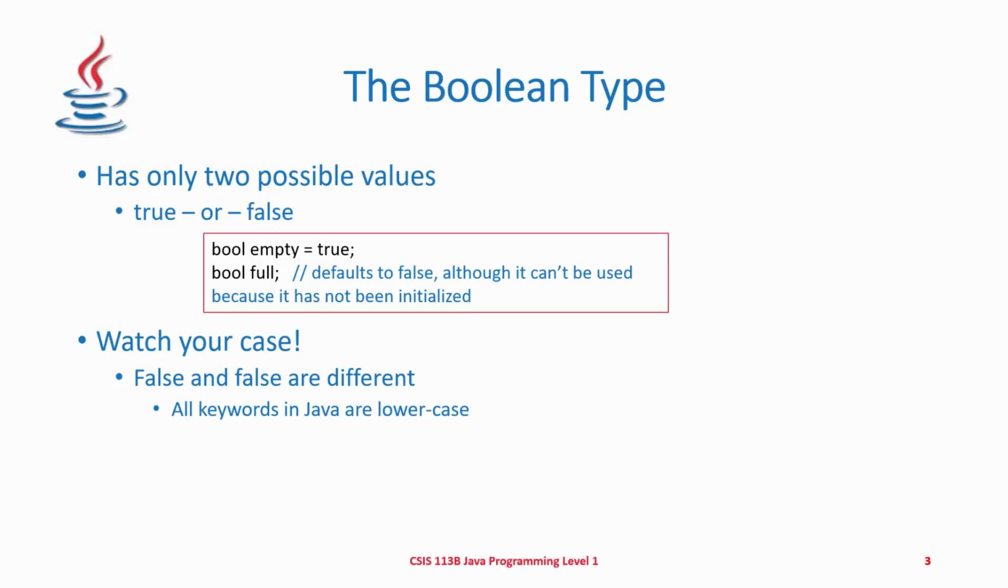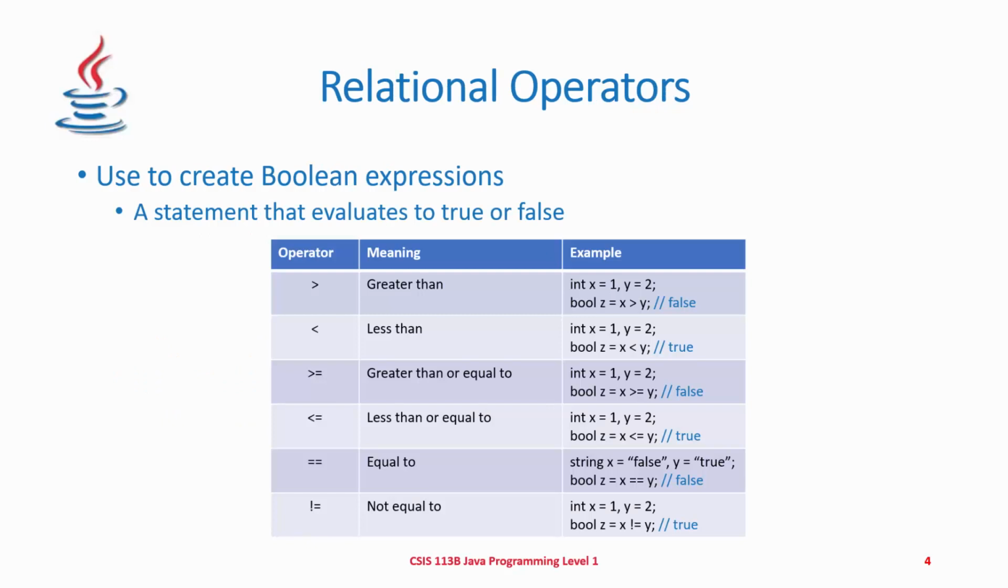Now you want to watch your case when you are assigning your values of true or false, because false with a capital F is different than false with a lowercase f. Remember that Java is a case-sensitive language. So also remember that all keywords in Java are in lowercase. Now to set up decision expressions, we will need to use relational operators.